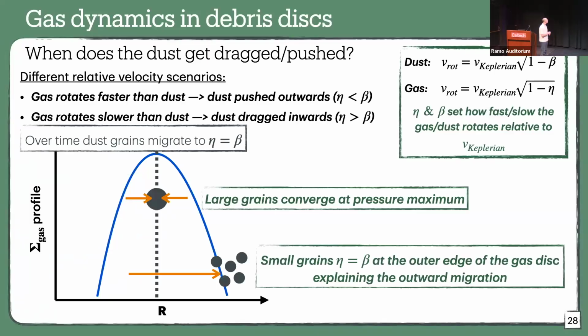So over time, what happens is our dust grains are going to migrate to a location where eta is equal to beta, and for our large grains, this happens to be at the pressure maximum. But for our small grains, this happens to be at the outer edge of the gas disk, explaining our overall increase in outward migration for our smaller grains.